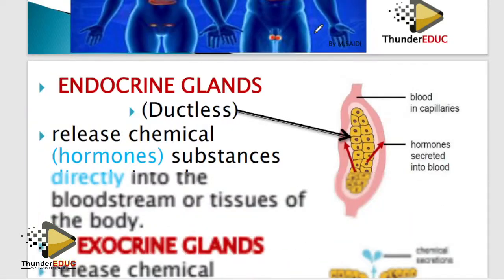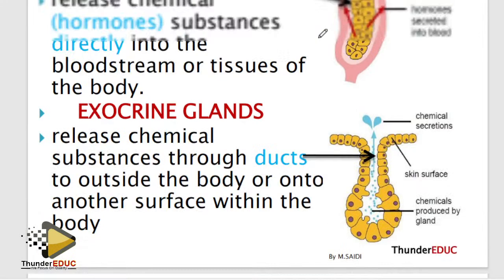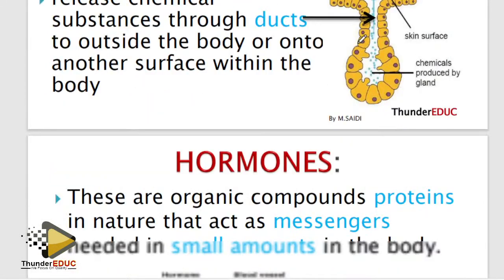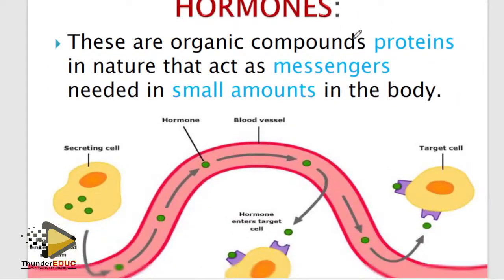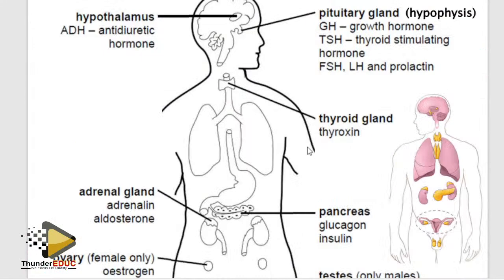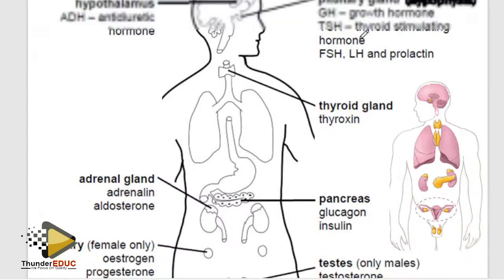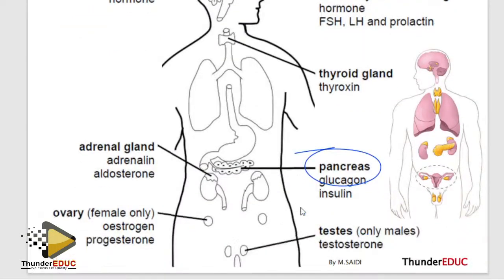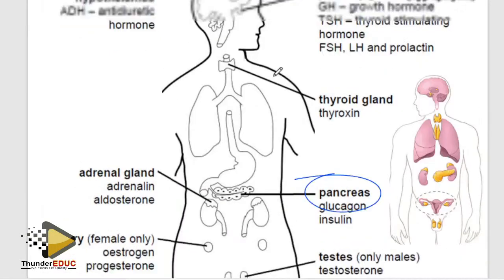So here, endocrine, exocrine. Which gland is both endocrine and exocrine? Please don't forget about it. What's a hormone? Don't forget about it. Look, hypothalamus, pituitary gland, adrenal gland, thyroid gland. This is the one which is both endocrine and exocrine. Please know that. Know the part and the function.